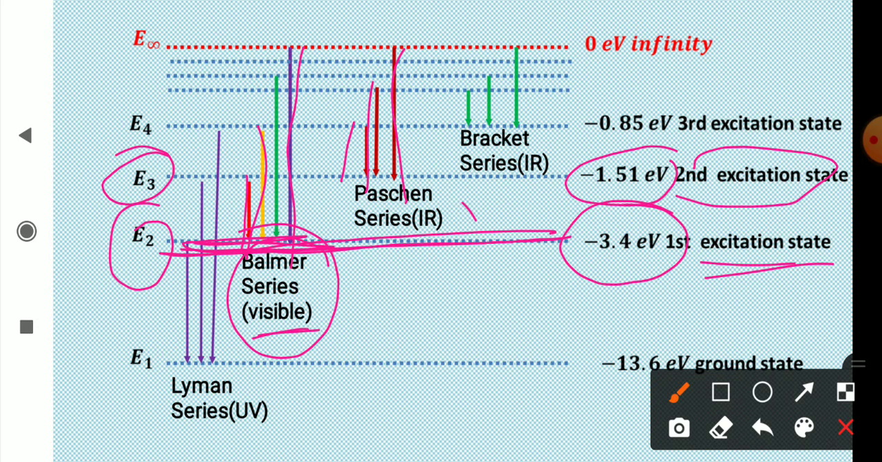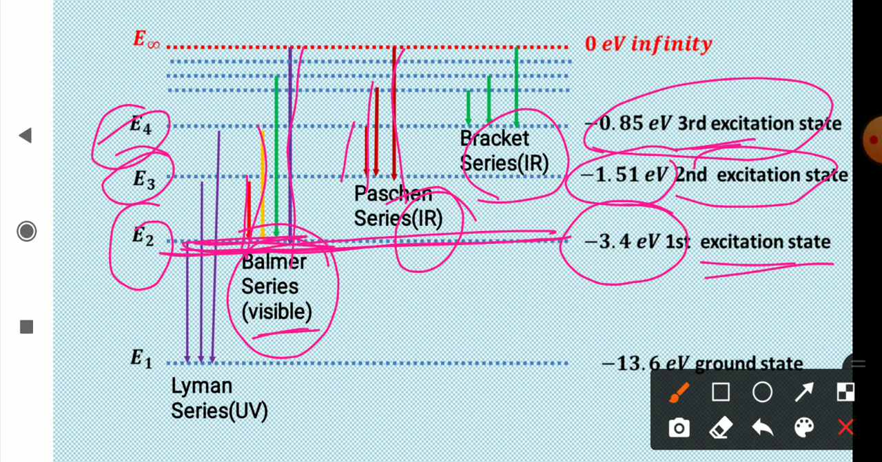Similarly, after this lies the infrared region. Similarly, we get Brackett, where the final transition takes place to the third excitation state, that is minus 0.85 electron volt, and after that we have one more, which is called Pfund. They all lie in the infrared region. And the energy at infinity is 0 electron volt.